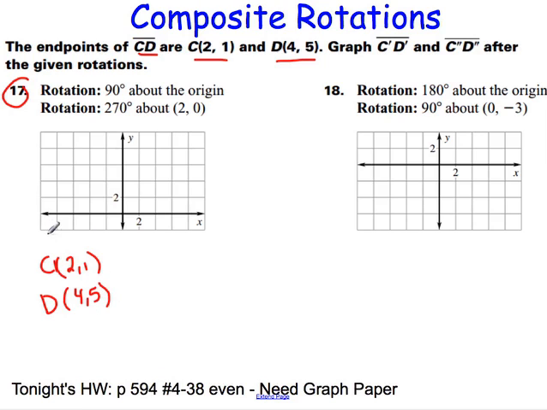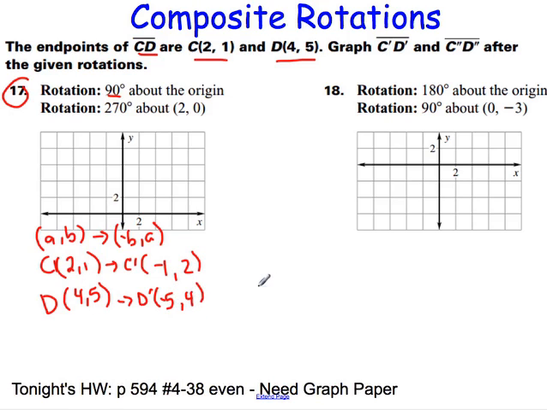Okay, we are going to start off with CD, and we are going to do a 90-degree rotation. The 90-degree rotation, again, is the opposite of B, A. So that gives me C prime. That gives me D prime. Remember, I'm just switching these guys around, and then I'll negate this B. So the opposite of 1 is negative 1, and the 2 goes there. The opposite of 5 is negative 5, and the 4 goes there. Okay, that's the first part.